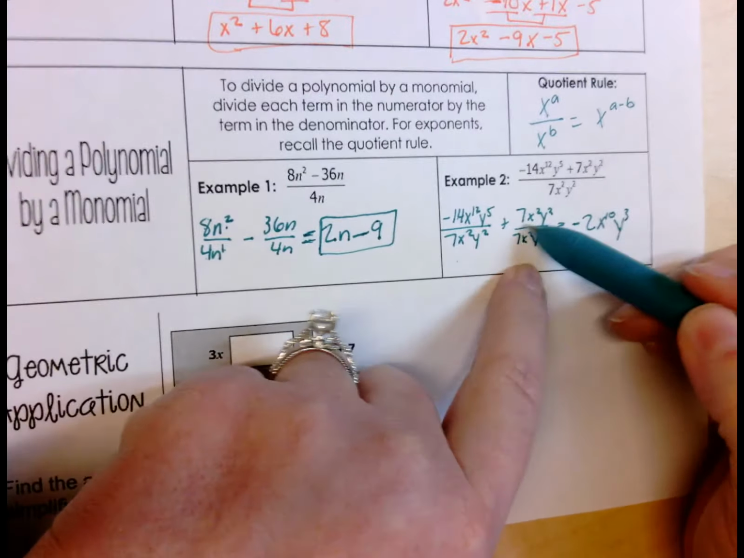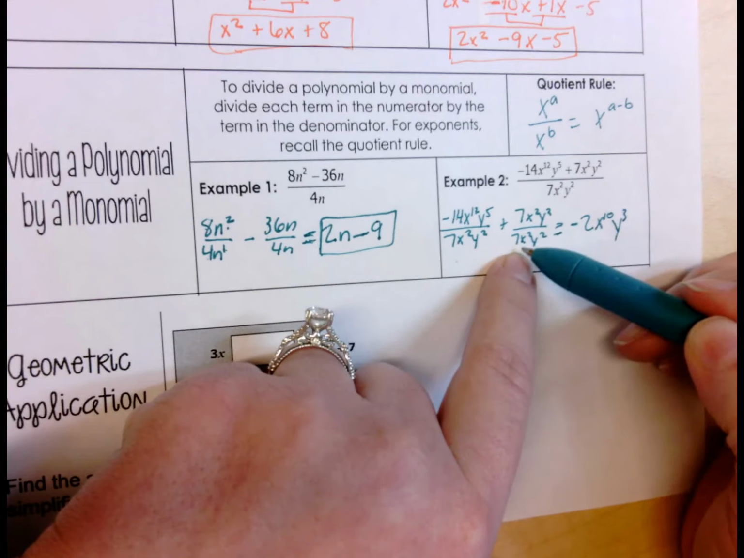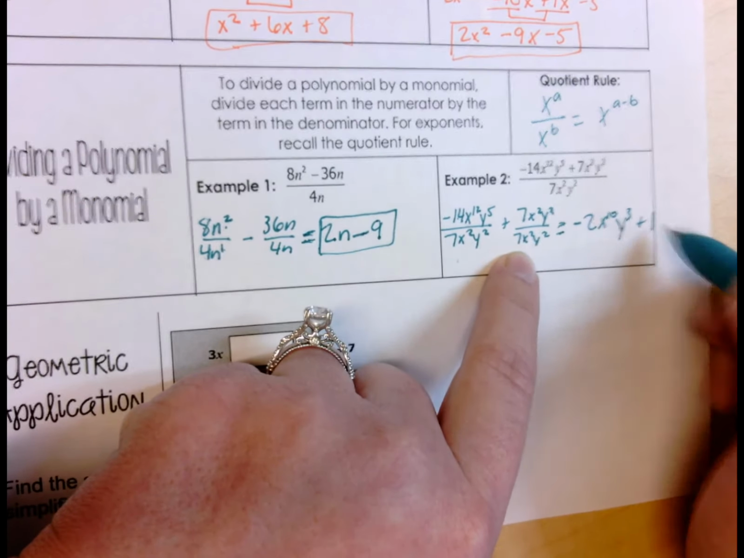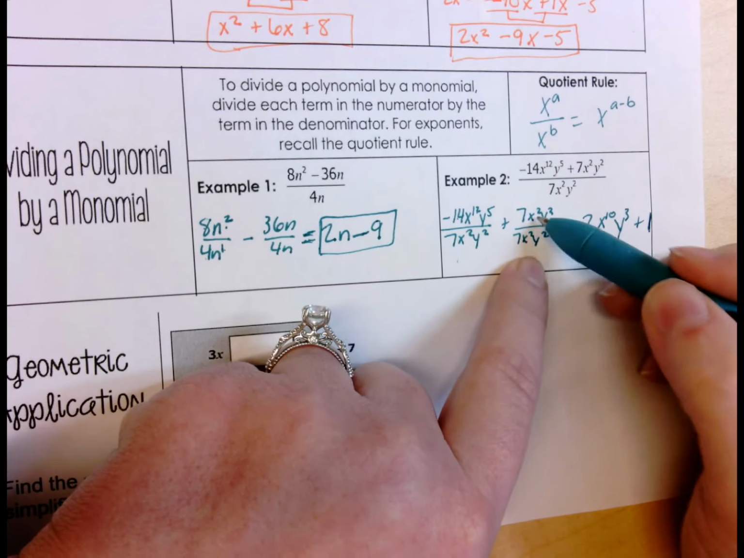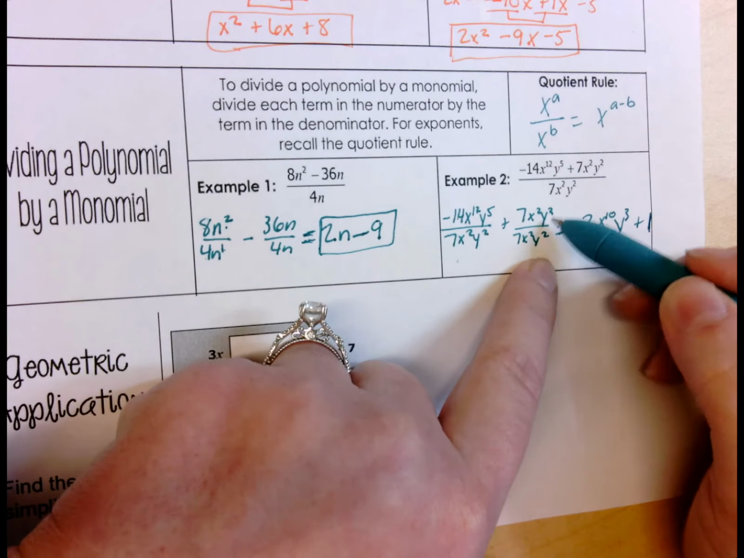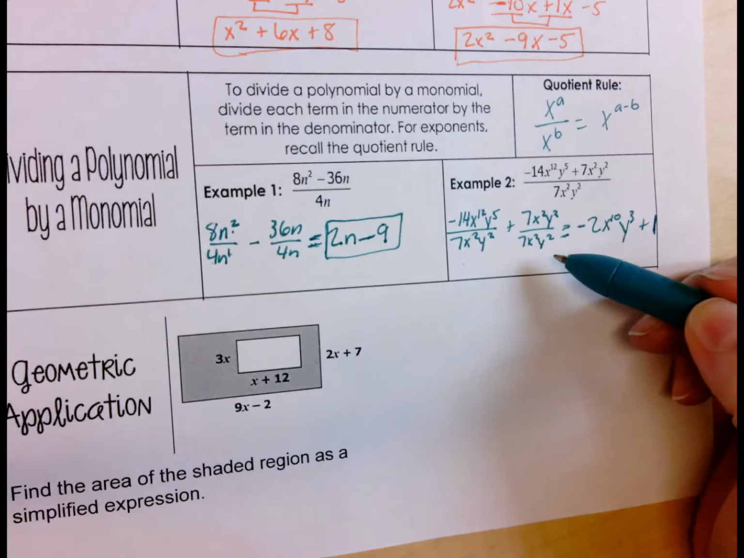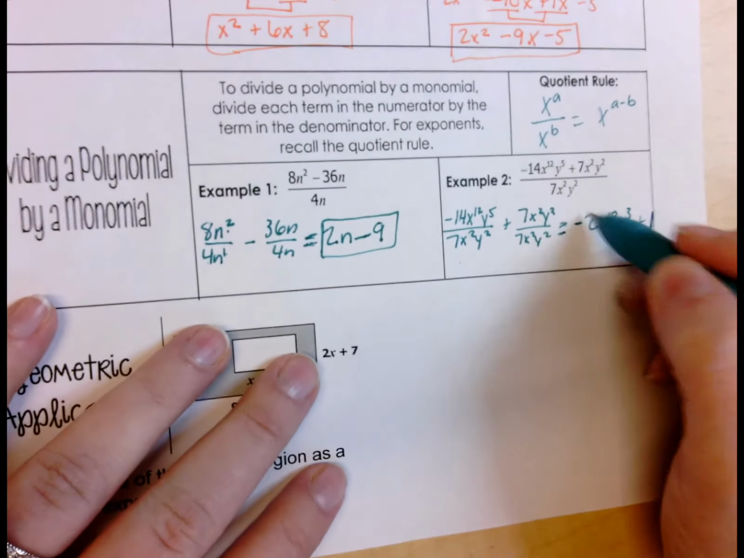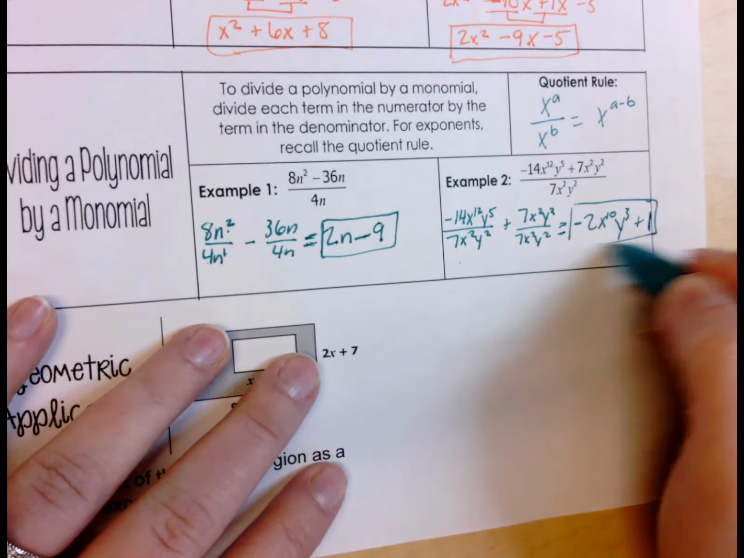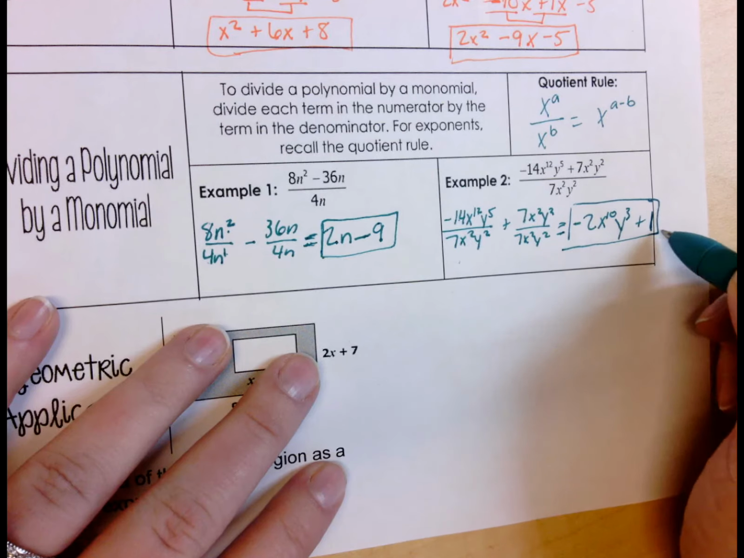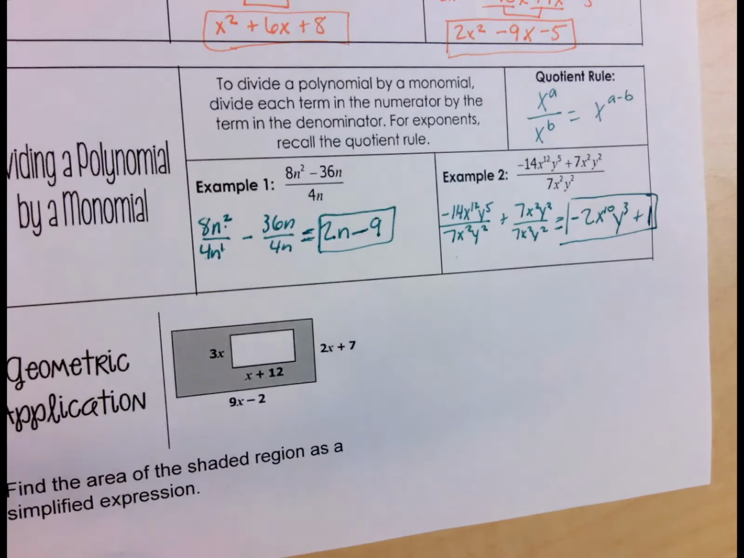And then remember, 7 divided by 7 is 1. And then x squared divided by x squared is 1. Y squared divided by y squared is 1. And so what we end up with is just negative 2x to the 10th y to the 3rd plus 1. Okay, and so that is what dividing is.